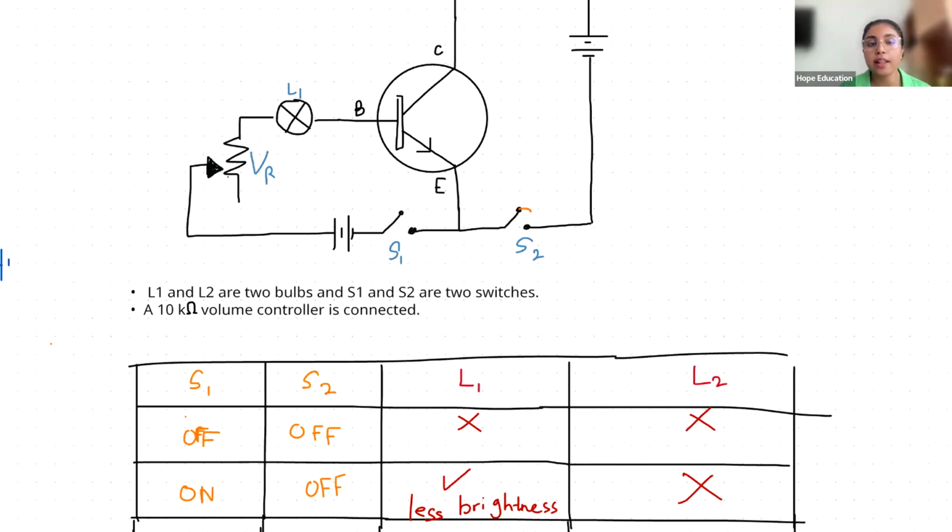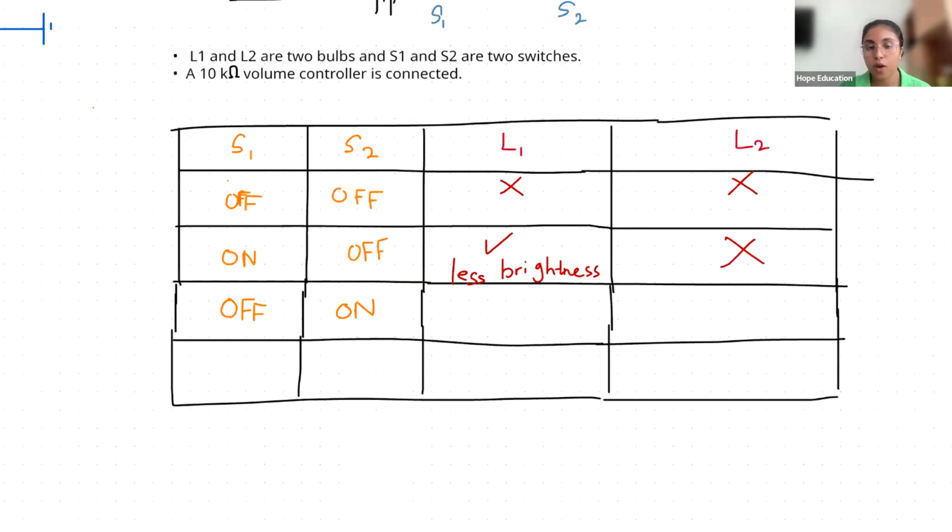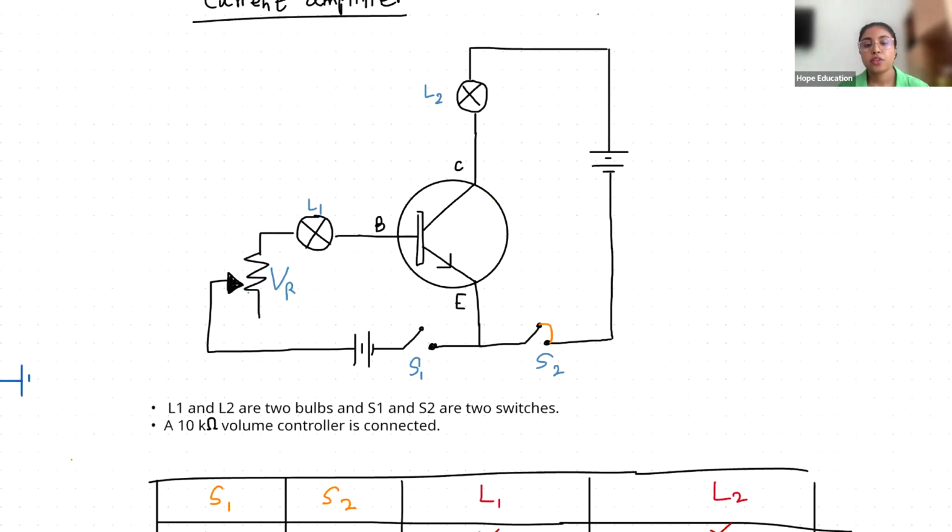What do you think about L1? Will L1 light up? Now here S1 is off, S2 is on, no? Will L1 light up? Okay, others? No, L1 will not light up. Yes, L1 will not light up. What do you think about L2? What do you think about L2? Some say yes, some say no.